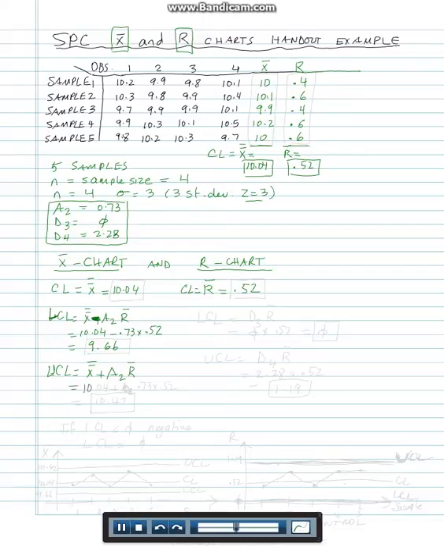So now 10.04, and now we add A2 R bar, so A2 is 0.73 multiplied by 0.52, and this is going to give you 10.42. If the lower control limit is ever negative, less than 0, you make LCL equal to 0. It doesn't make sense to be negative, so you make it equal to 0. So that's how we calculated. Here is CL, here is LCL, the lower control limit, and here is UCL.